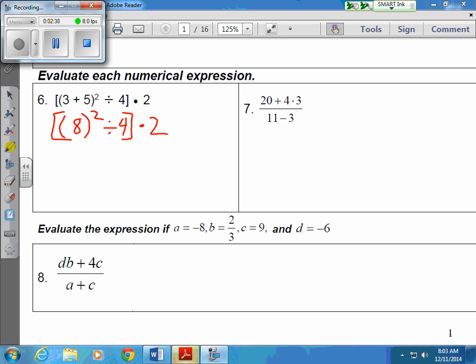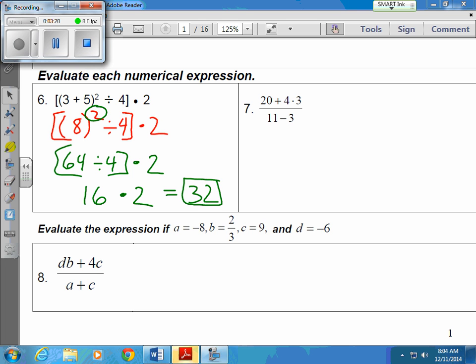Okay, now what do we do? The exponents. So 8 squared would be 64. Now what do we do? Now we start over and we got parentheses again. 64 divided by 4 is? No, it's not 24. 16 times 2. Which is what? 32.